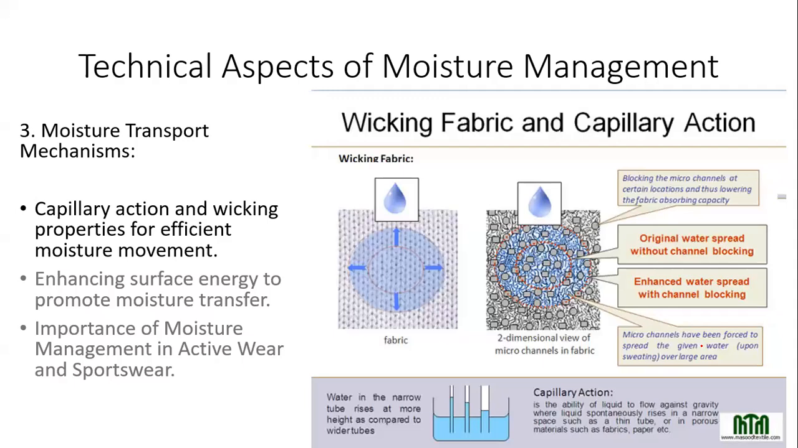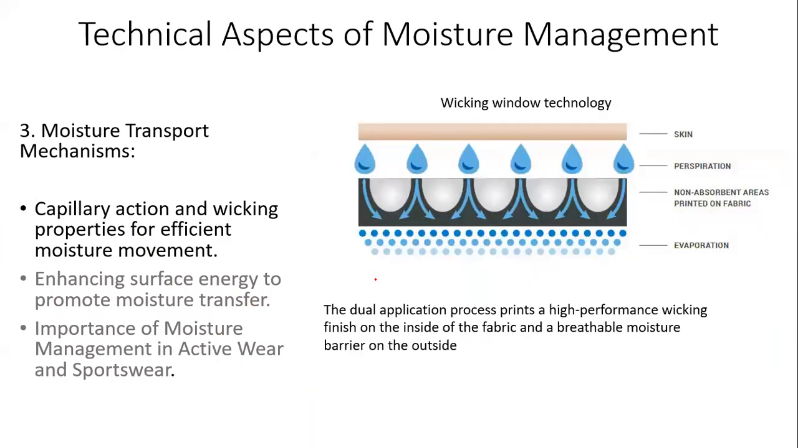So these microchannels have been forced to spread the given water over a large area, so as to increase the area of contact with the air. So then the evaporation rates will be higher. So in here, you all can see the moisture wicking is on and the spreading is happening in all radial directions. So that means it's been engineered in the capillary action as well as in the wicking property. So therefore, this is a very good moisture management technique that we can utilize.